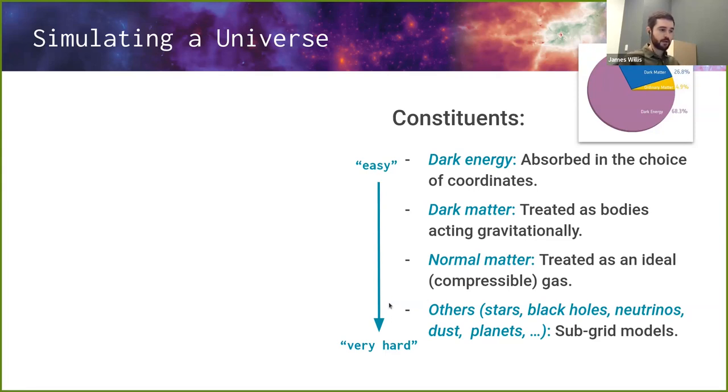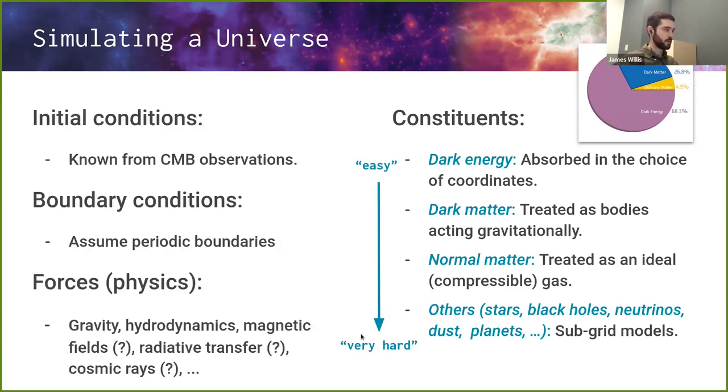And then the further we go down the list, the harder it becomes to simulate. The furthest physics, the subgrid models, is star formation, black hole formation, and neutrinos, dust, planets. These are more difficult to simulate just because of the complexity of the physics and the various properties that we need. So these are our constituents. We can form the initial conditions based on known observations from the cosmic microwave background.